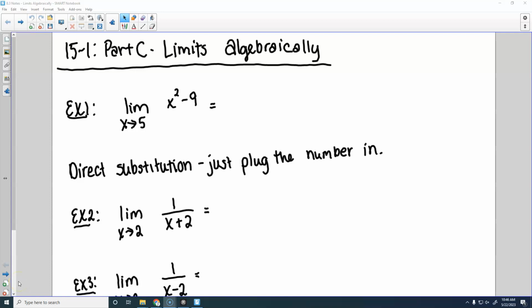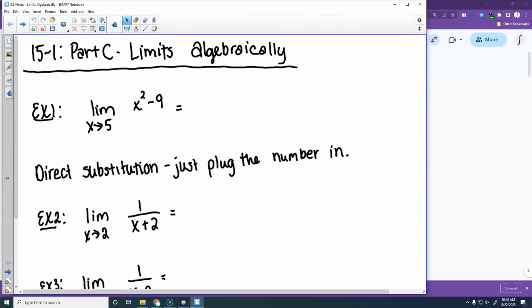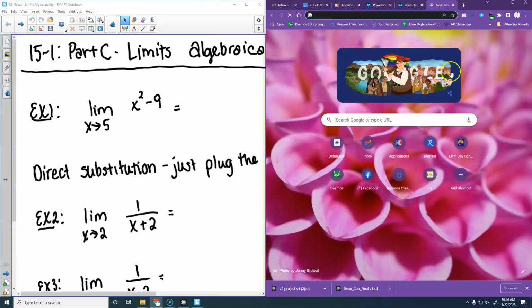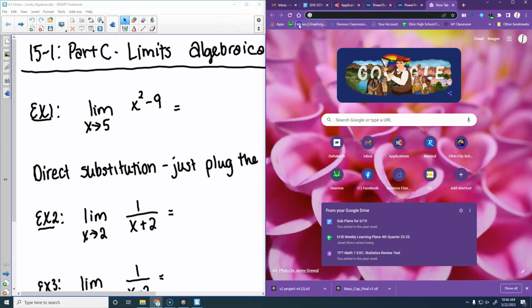is going to be the limit. So, if we look at something like x squared minus 9, I'm going to pull this up. We're going to kind of link this to what we've been doing with the graphs. So I'm going to put this into Desmos. You don't have to get yours out to do it. We just want to look at it real quick.